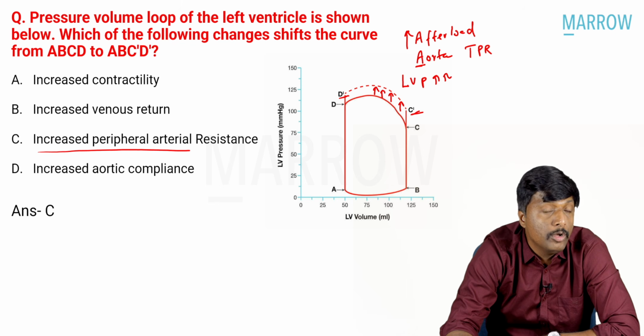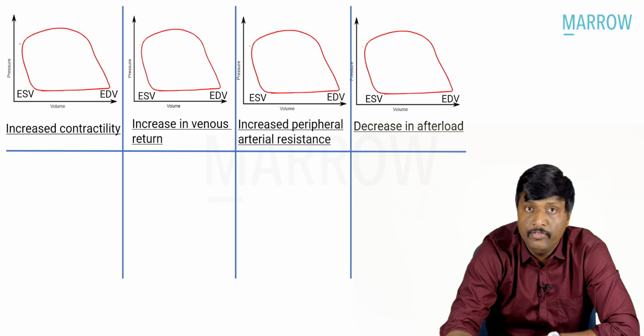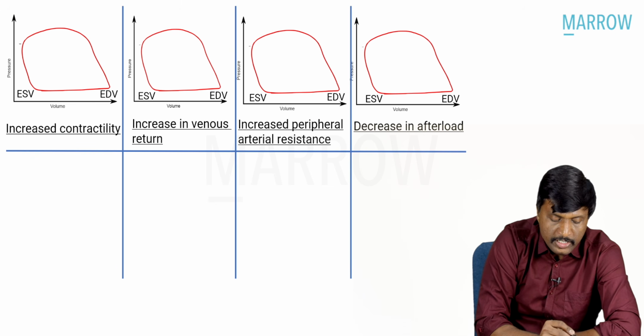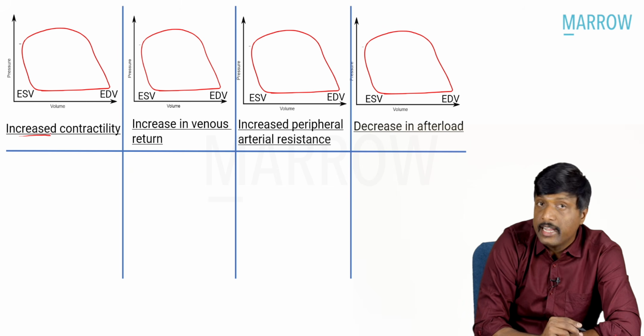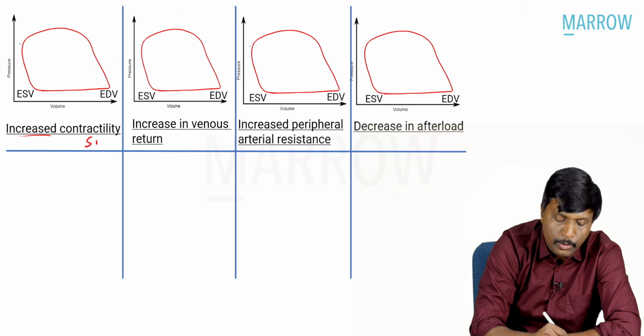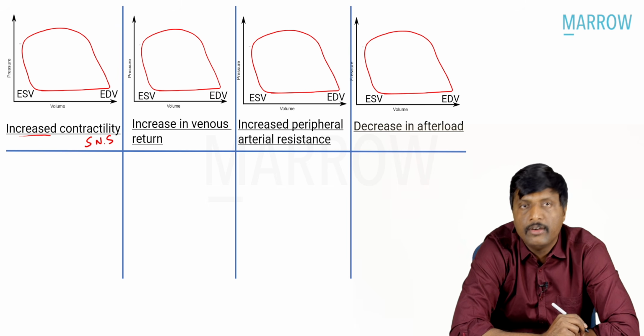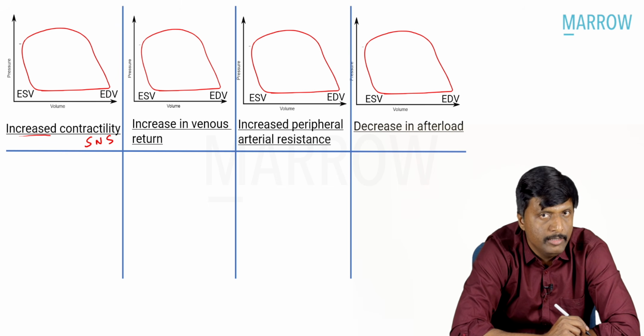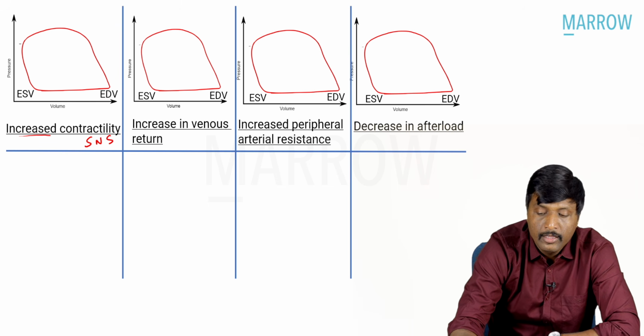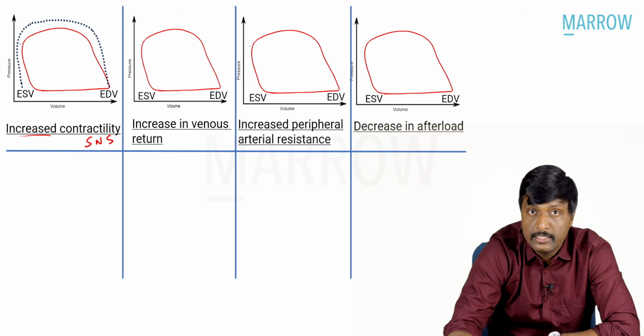So there are 4 options here. We need to correctly identify how the graph is going to look. So the pressure volume graph and the 4 options. Let's look at them one by one. First, increased contractility, which can definitely be due to the sympathetic nervous system. Very simple logic. Look carefully. The graph looks exactly like this.